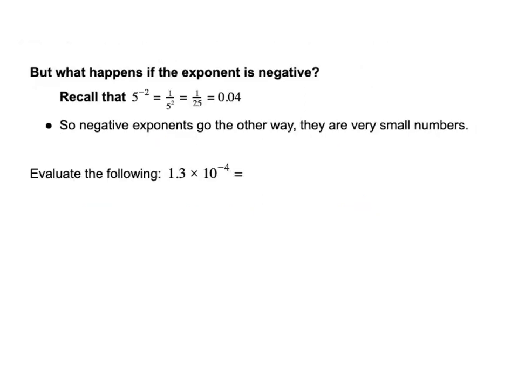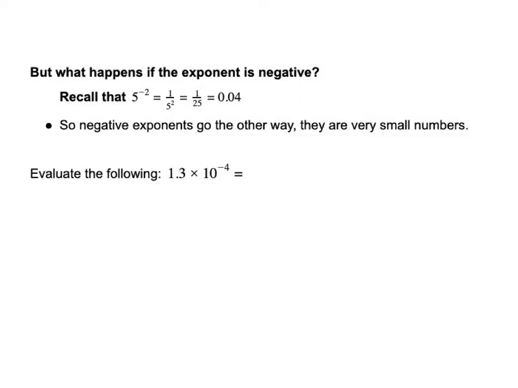Alright, so if we recall with negative exponents, that's the inverse. So we can take our little trick of moving the decimal and do the same thing, except instead of moving the decimal to the right to make the numbers bigger, we are moving the decimal to the left to make the numbers very, very small.